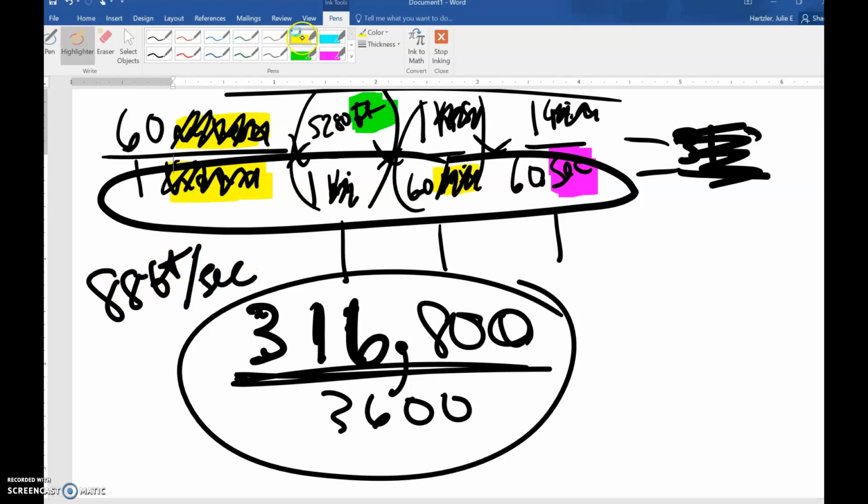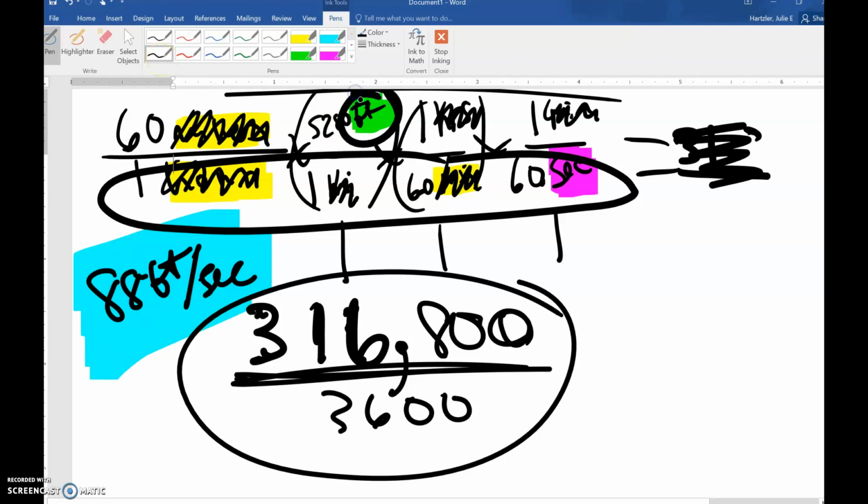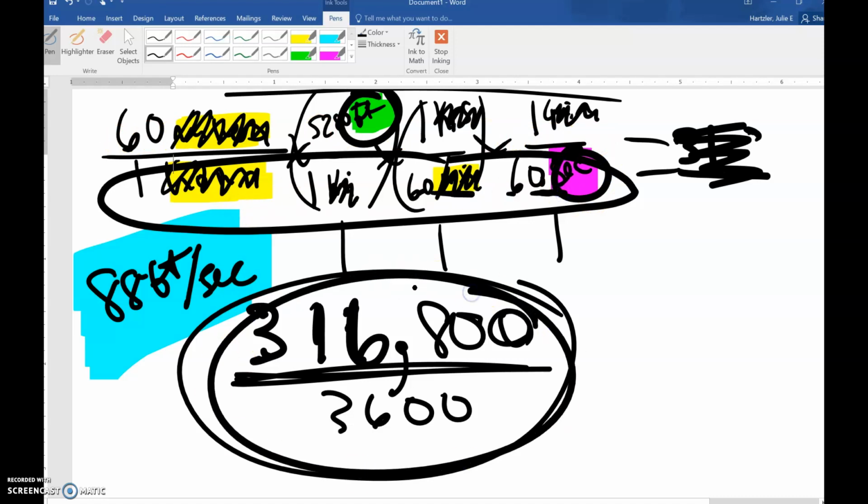So we wanted to get this in feet per second, and I did dimensional analysis, so everything canceled except feet, everything canceled except seconds. And so the math tells you what to do. Multiply everything on top, multiply everything on bottom, and then divide those two numbers. All right, let's look at the next one here.